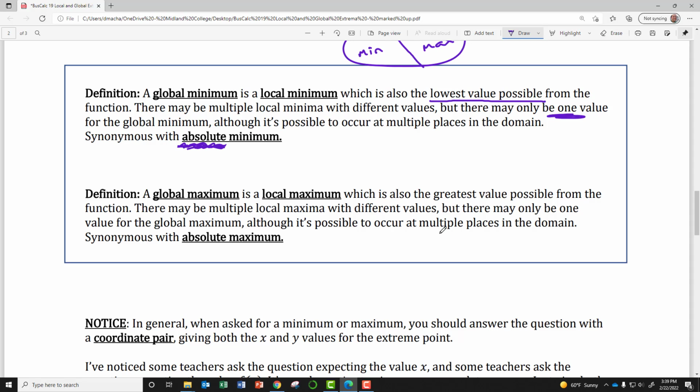Likewise, a global maximum has practically the same definition. A global maximum is just a local maximum, which is also the greatest value possible from the function. So there may be multiple local maxima with different values, but there may only be one value for the global maximum. Although it's possible for that global maximum value to occur at multiple places in the domain, and absolute and global mean the same thing. So global maximum is synonymous with absolute maximum.